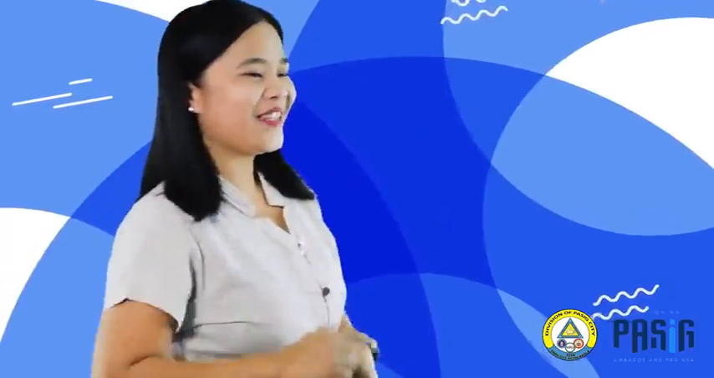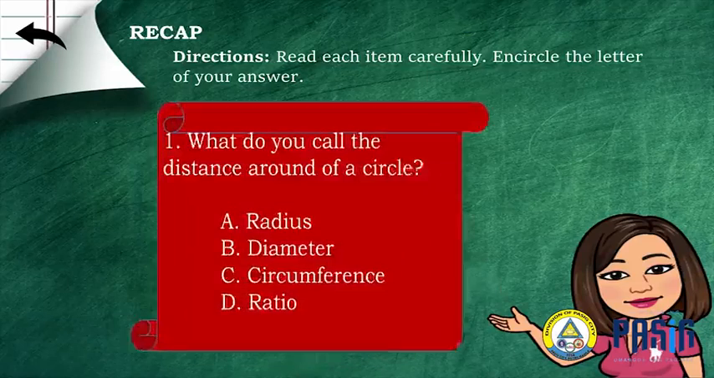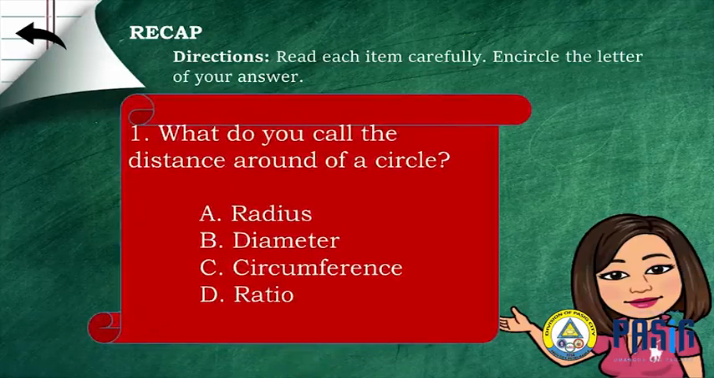Now, let's have a short review of your lesson yesterday that are related to our lesson for today. Are you ready? I will give you enough time to answer each question. Read each item carefully and circle the letter of the correct answer. For number 1, what do you call the distance around of a circle? Is it A, radius, B, diameter, C, circumference, or D, ratio?